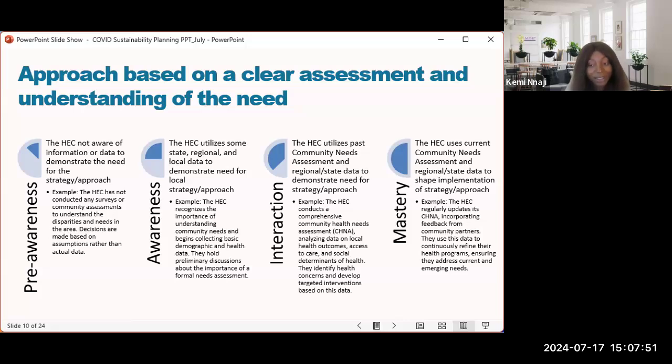And then mastery is when the HEC uses current data, current assessments, and current regional or state data to shape the implementation of their strategy. For example, the HEC regularly updates its assessments, incorporates feedback from community partners and community members, and continuously refines the programs to address current and emerging needs.